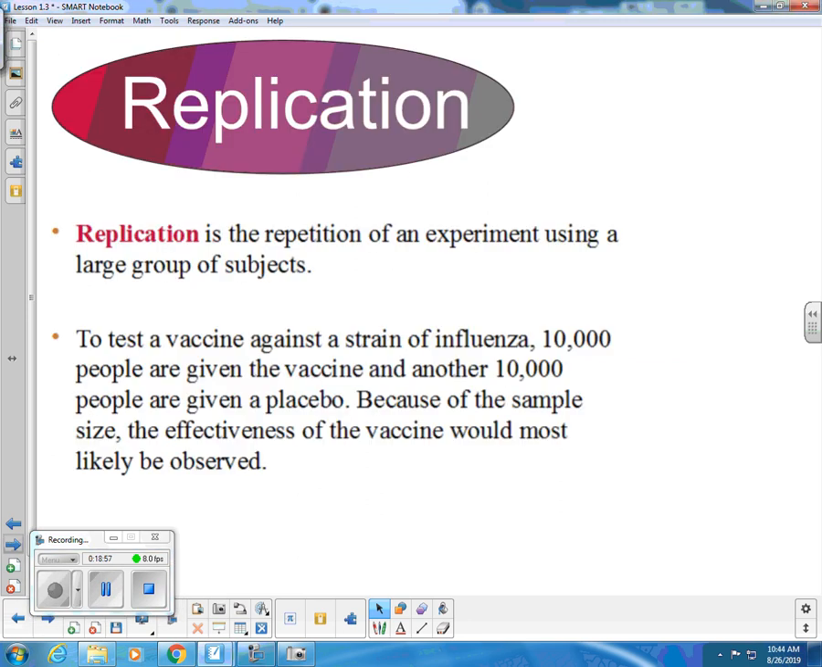Okay, replication. It's the repetition of an experiment using large groups of subjects. So it needs to be able to be replicated for the results to be more valid. Okay? So to test a vaccine against a strain of influenza, 10,000 people are given the vaccine, another 10,000 people are given a placebo. Because of the sample size, the effectiveness of the vaccine would most likely be observed. The more people you have in your experiment, the more valid the results are. You're going to be able to see something, okay? You can see replication.